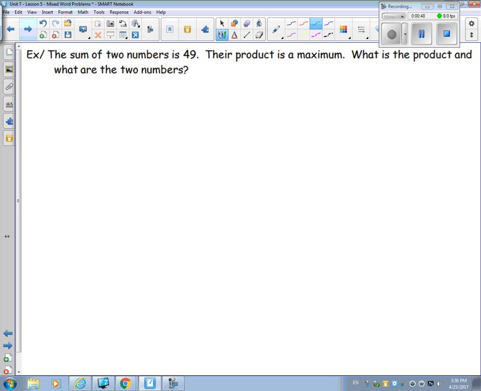The sum of two numbers is 49. Their product is a maximum. Oh, there's my word. I'm looking for a vertex. Okay. What is the product and what are the numbers? I want to do that. We're going to name ourselves an equation. They didn't give us one. We got to make one.